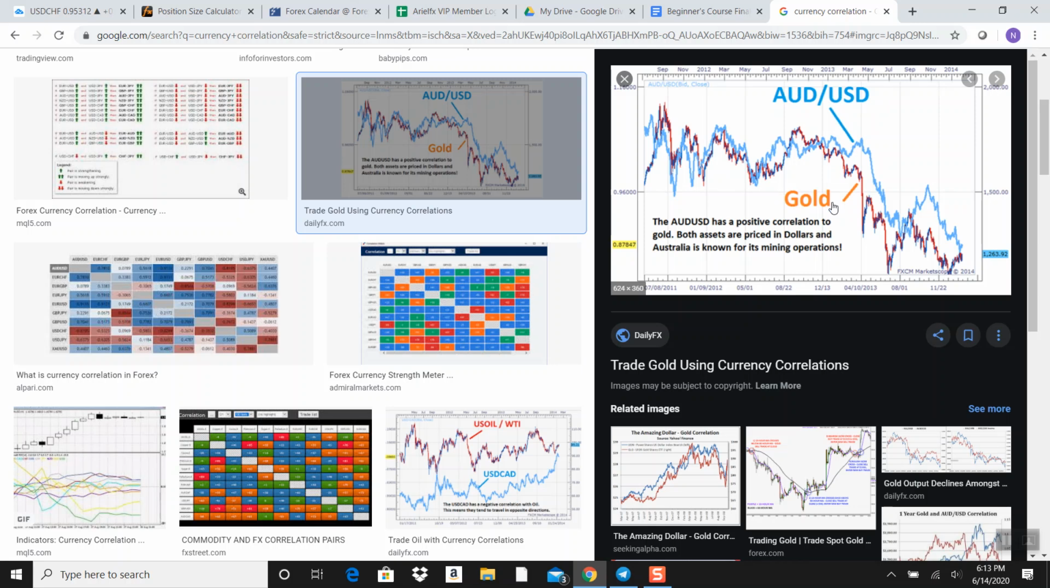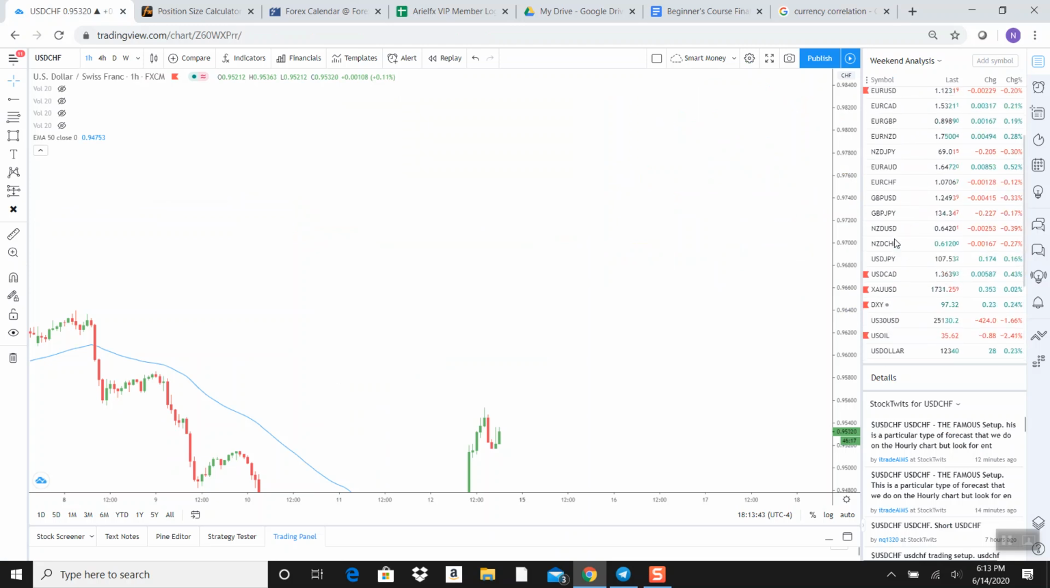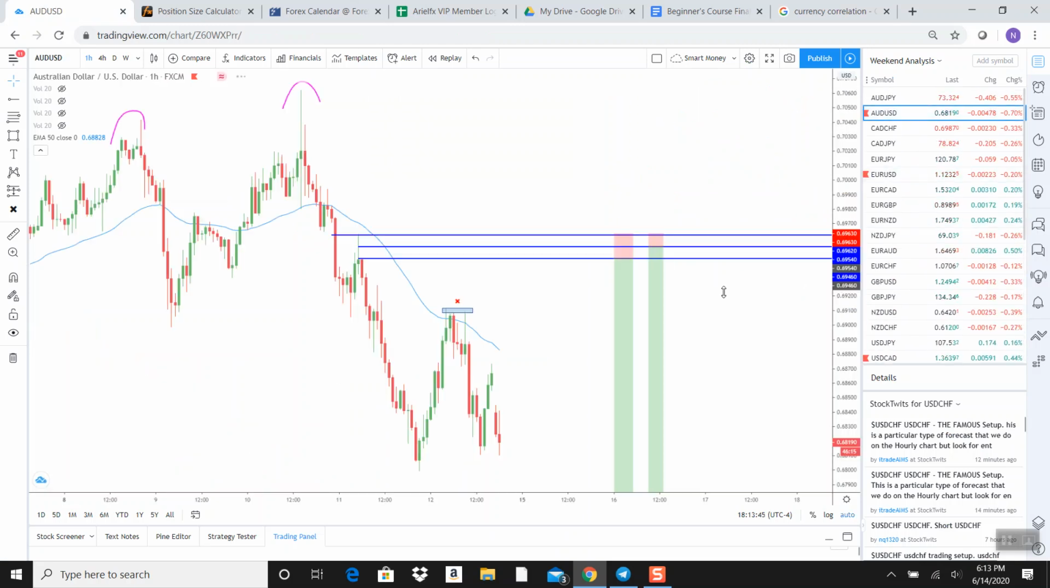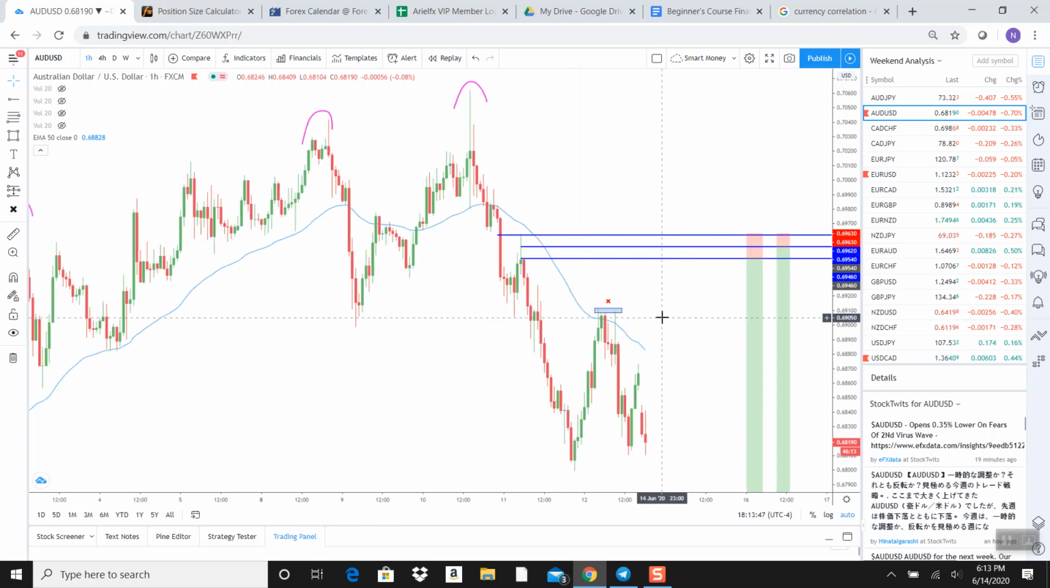Australia is huge in mining gold, meaning that when there's an abundance of gold, demand for AUD, the Australian dollar, rises. This is why when gold pushes up, AUD USD pushes up as well. When AUD USD falls, less demand for the Australian dollar, probably less demand for gold. All right, maybe that means in terms of USD strength. So let's just go to AUD USD.